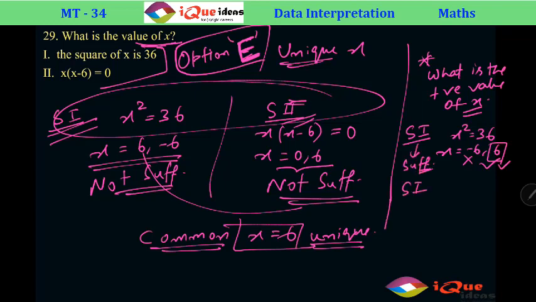Statement 2, what will happen with statement 2? It says x into x minus 6 equal to 0. So that means x equal to 0 and 6. 0 is not positive, not negative. So 0 is discarded, so 6 is the only value. So second alone also is sufficient, right?